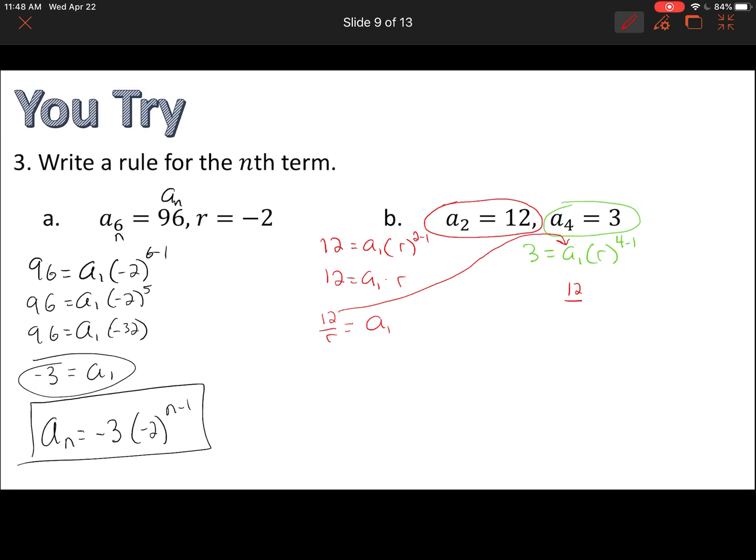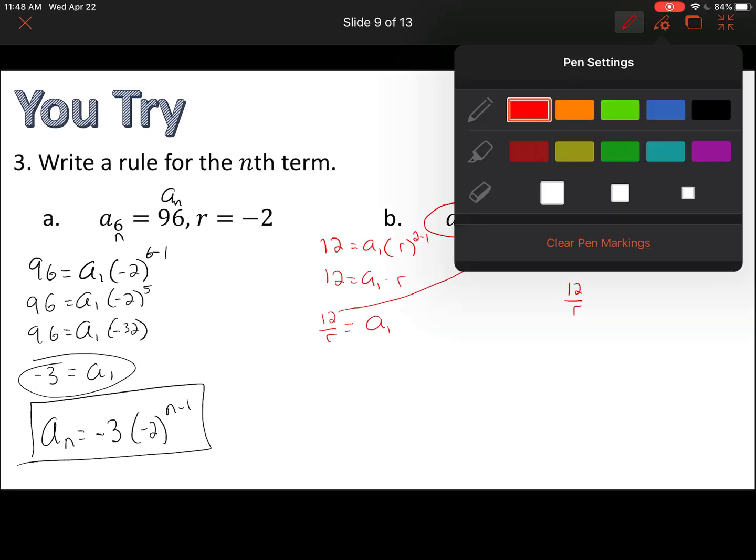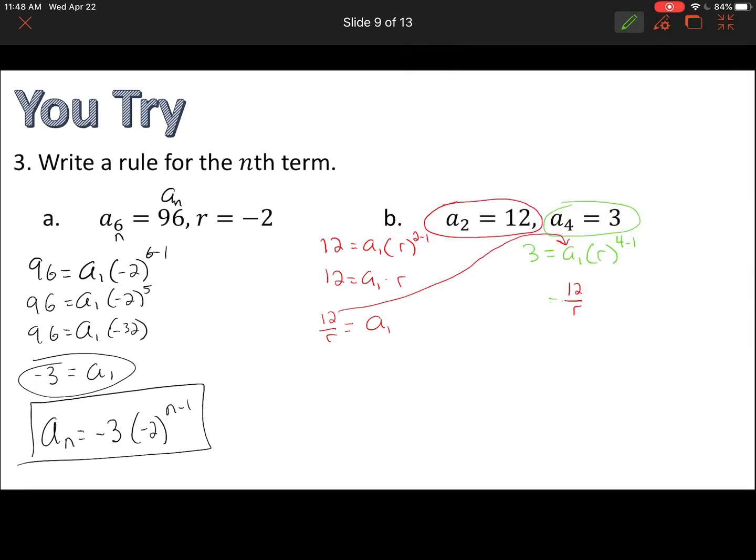So we have 12 over r, and we're plugging it into our equation there. So we still have the 3, and then we still have r cubed here. So when I simplify that, I get 3 equals 12r squared. Divide both sides by 12, I get 1/4 equals r squared. And then I take the square root of that, and I get 1/2 is my r value.